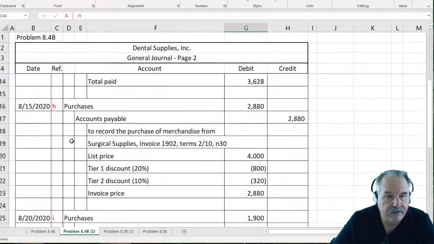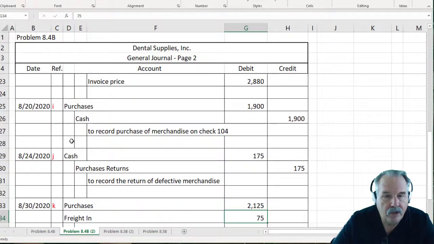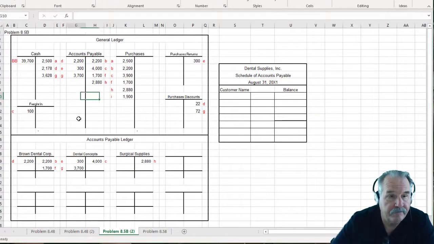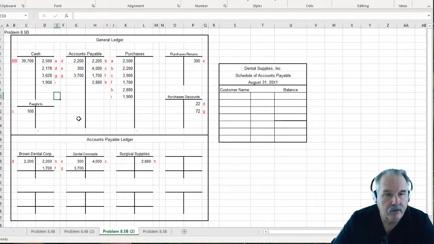Transaction I. We bought some merchandise and we paid cash. So no accounts payable, just debit purchases $1,900 and credit cash $1,900. So we'll do that. That's transaction I, but there's no accounts payable effect, so we don't have to worry about the accounts payable ledger.